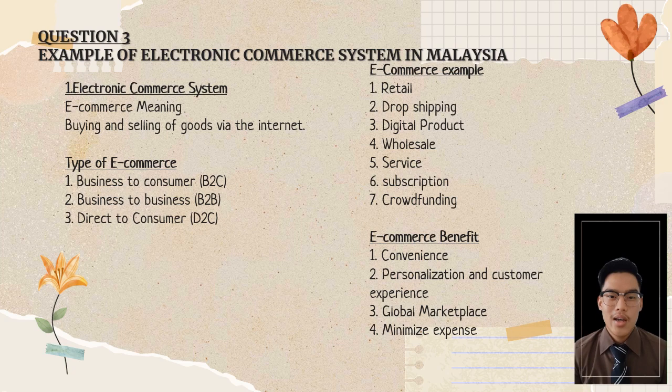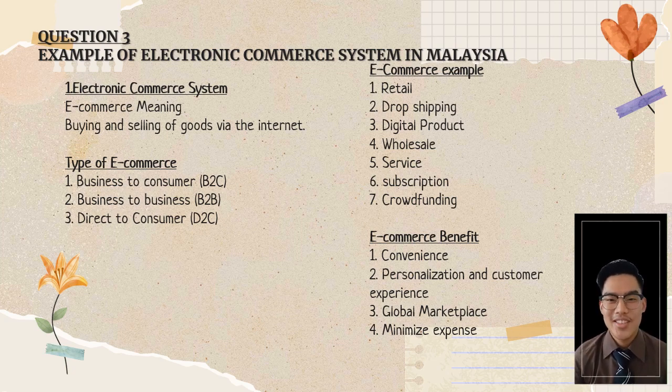So today I am going to present about e-commerce. Firstly, I want to talk about the definition of e-commerce, or electronic commerce system. E-commerce is the buying and selling of goods or services via the internet and the transfer of money and data to complete the sale. It's also known as electronic commerce or internet commerce.